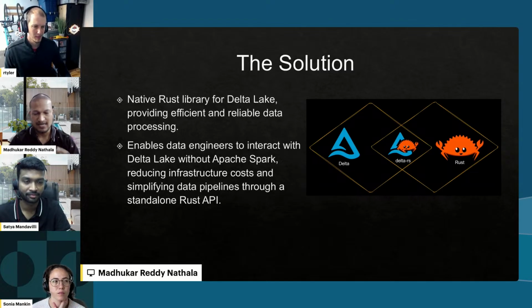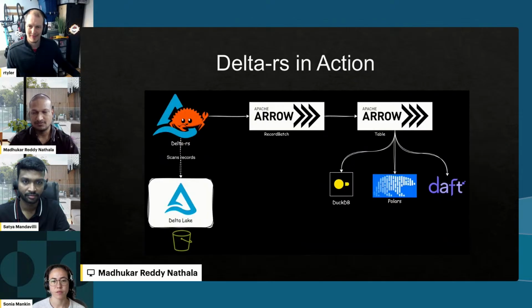And as we are integrating this solution into our existing use cases, most of our end users are data engineers and data analysts, right? So interacting with Delta Lake without Apache Spark reduces cost and simplifies data pipelines through an API. So let's see how Delta-RS makes it happen, how it unlocks the doors. Definitely it unlocked a few of our doors for sure, right?